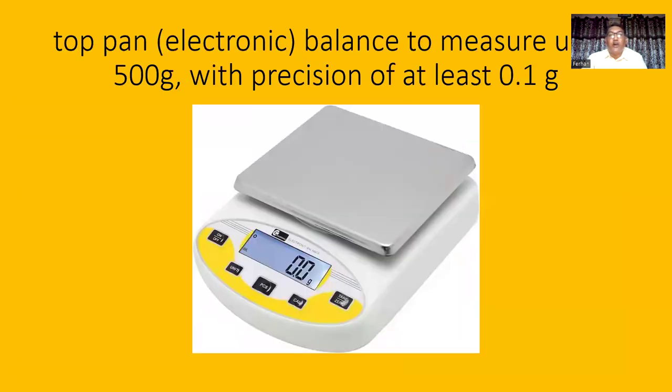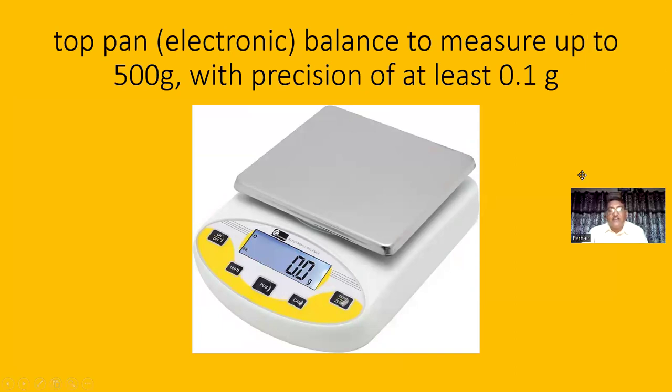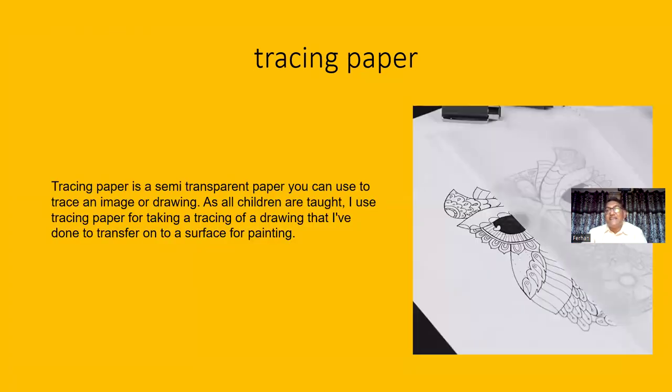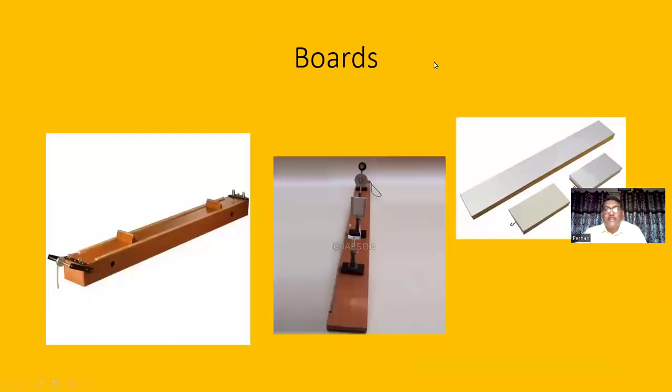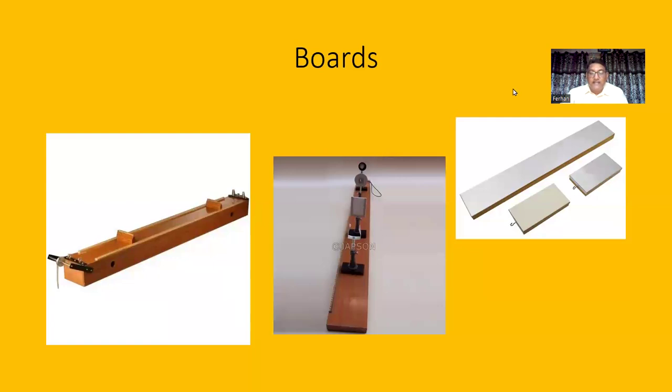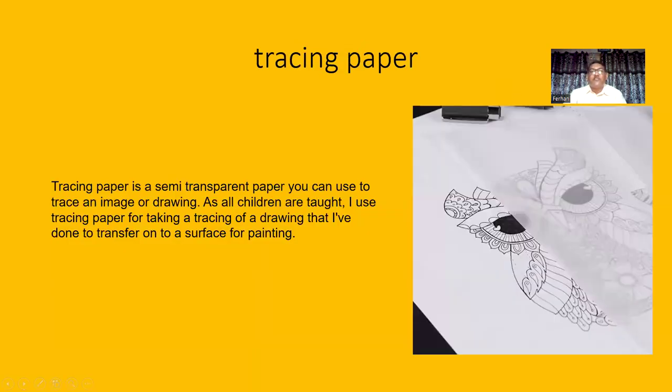And then we have this top pan electronic balance. Top pan electronic balance is used to measure the mass of an object. So it's very important. It measures up to 0.1 gram. It can display easily, because the display is digital, so it's easy to read what the mass is. So then we have this tracing paper. Tracing paper is used as an object also. Tracing paper is also used as a screen in the experiments of light.